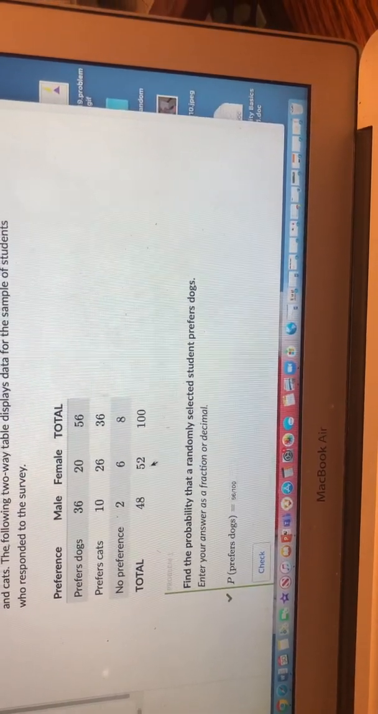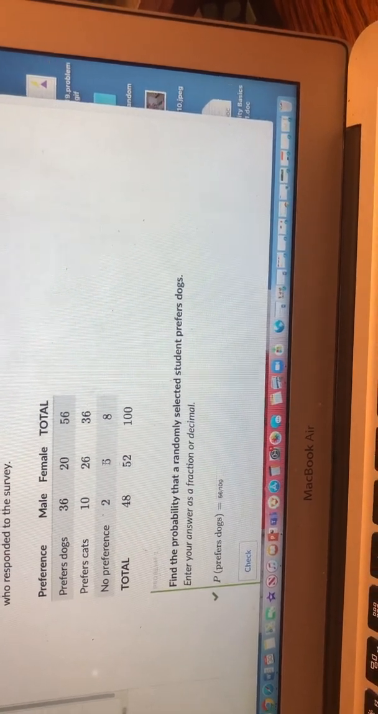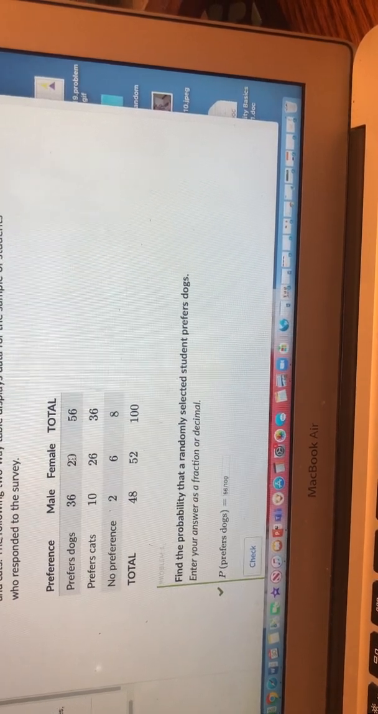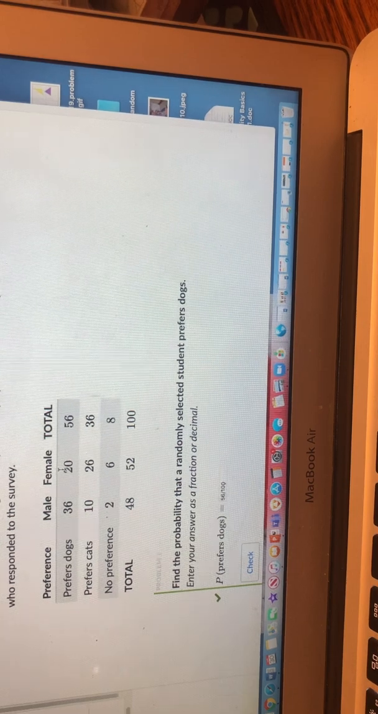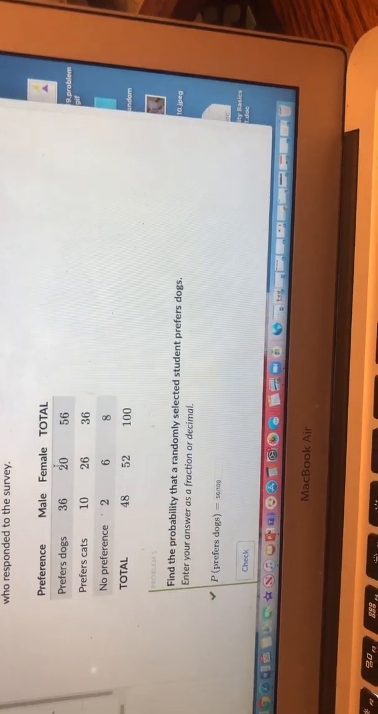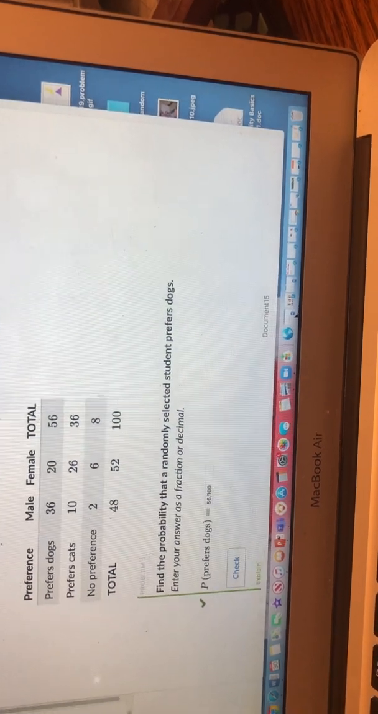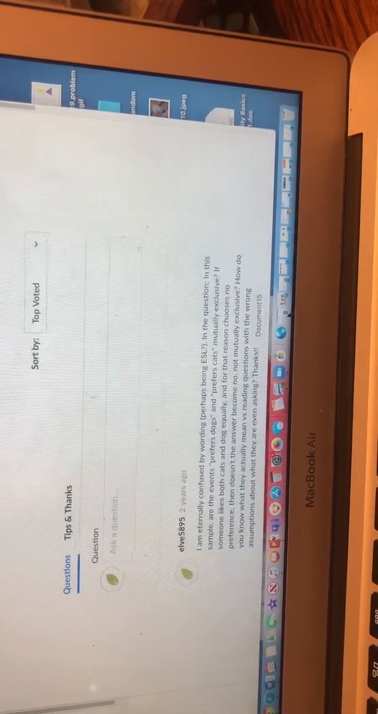56 plus 52 is 108. But again, I've counted these 20 people right here twice. They were counted in the column for females. They were counted in the row for dogs. So I'm going to take those 20 back off. 108 minus 20 is 88. So my probability here should be 88 out of 100. Ooh, too far.